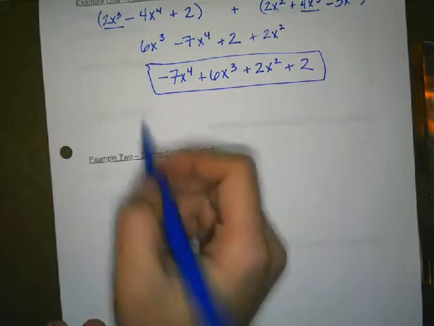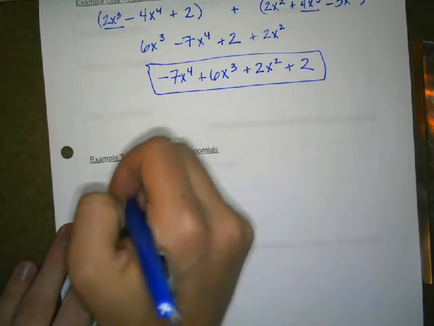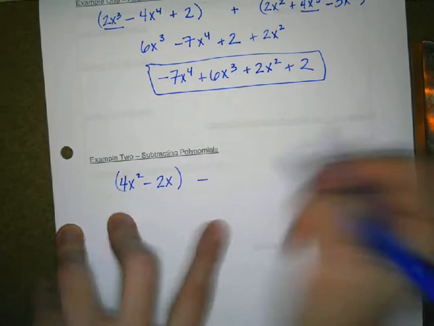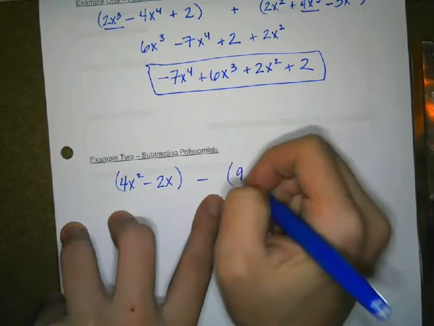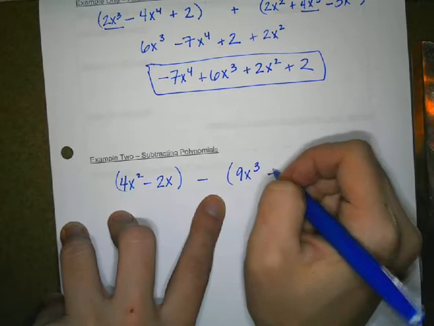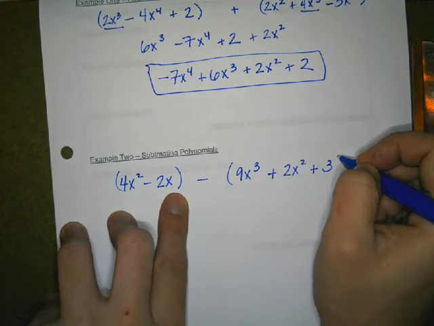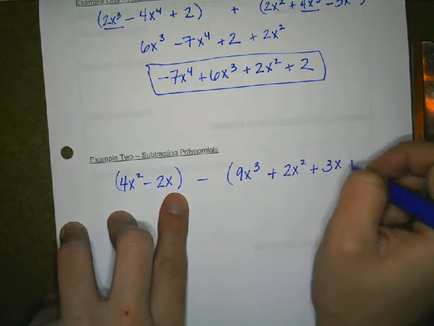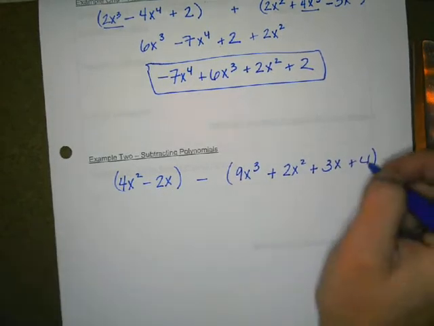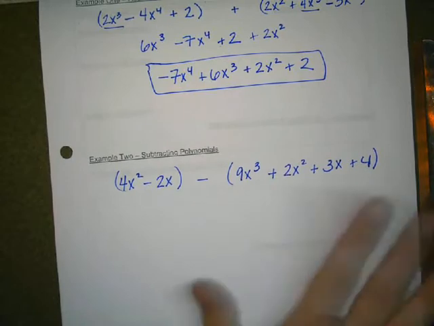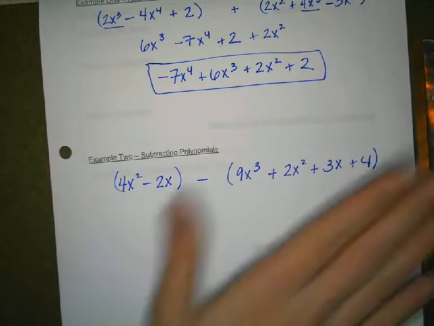Alright, subtracting polynomials. Let's go with 4x squared minus 2x, then we're going to subtract 9x cubed plus 2x squared plus 3x plus 4. So I just want to make sure we talk about all the different terms here. Alright, before we actually subtract these two polynomials, let's talk about what they would each be named, just as a refresher.